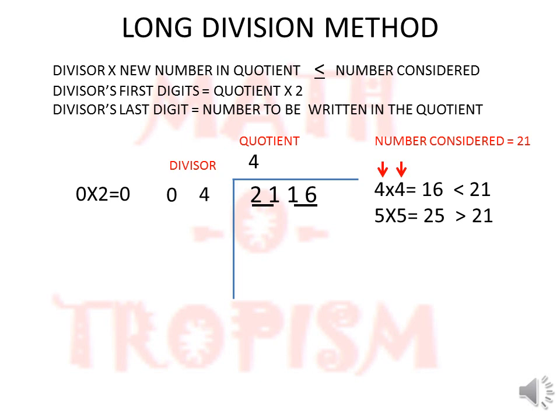21. So I am going to put a 4 in the last digit of the divisor as well as in the quotient. So what happens? I put 16, and when I subtract I get a 5 as the remainder. Now I am going to bring down the next number 16. So now the new number considered will be 516. And then again the divisor's first digit will be twice the quotient.